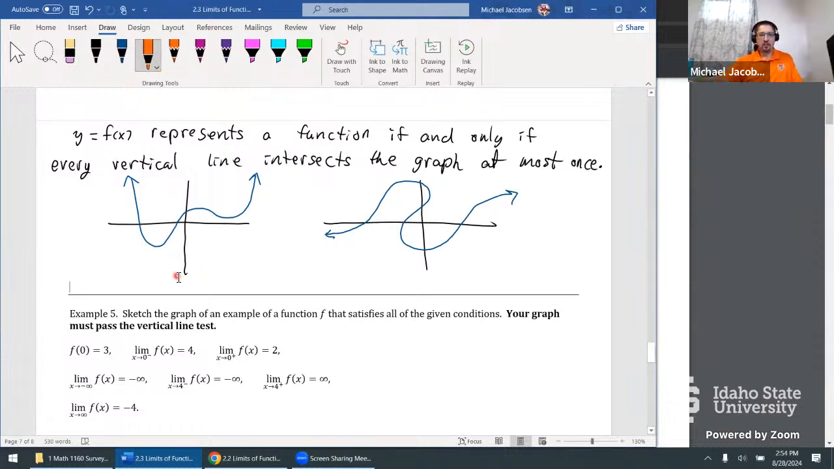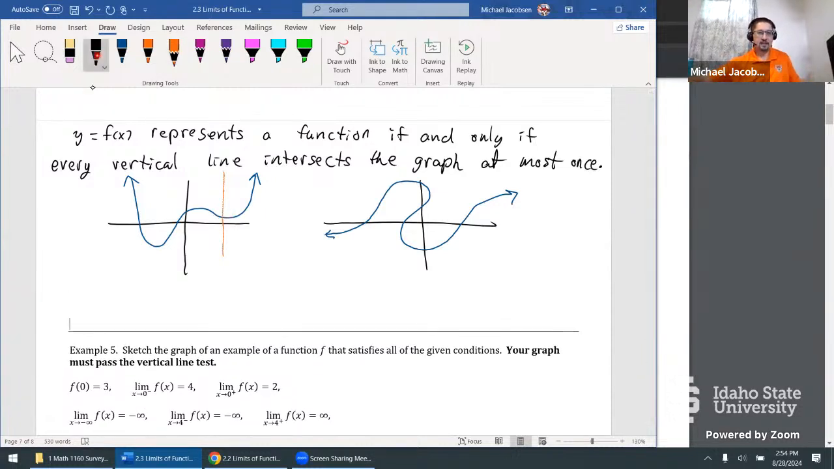So on the left, this one is a function because every vertical line, no matter where you place it, say here, will intersect at most once. So on this one, we would say it passes the V for vertical line test. What's the punchline? This is a function.